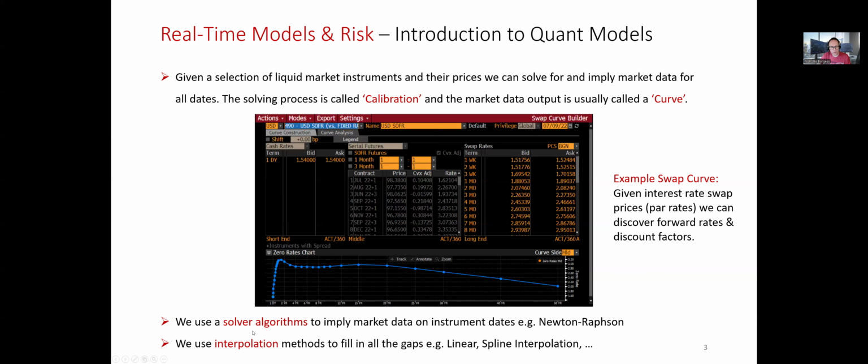We use solver algorithms, and that will imply the market data on instrument dates. A typical solver algorithm might be something like the Newton-Raphson technique. Then we use interpolation methods to fill in all the gaps, using perhaps linear or spline interpolation. You can see here on the chart, the solver algorithm gives you the market data on instrument dates, and the interpolation then fills the gaps.